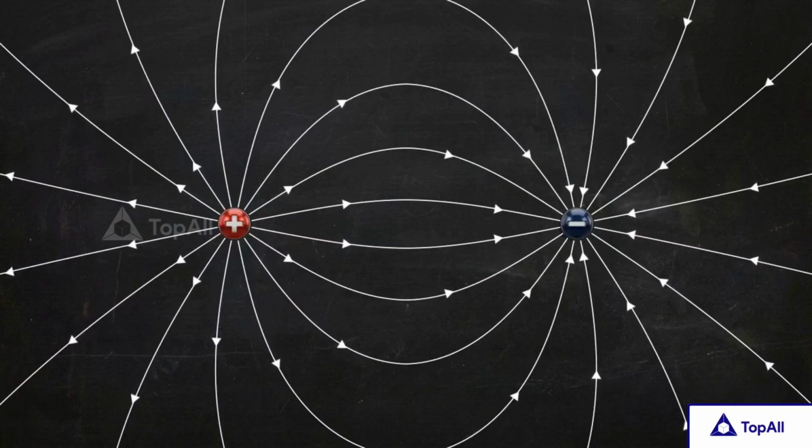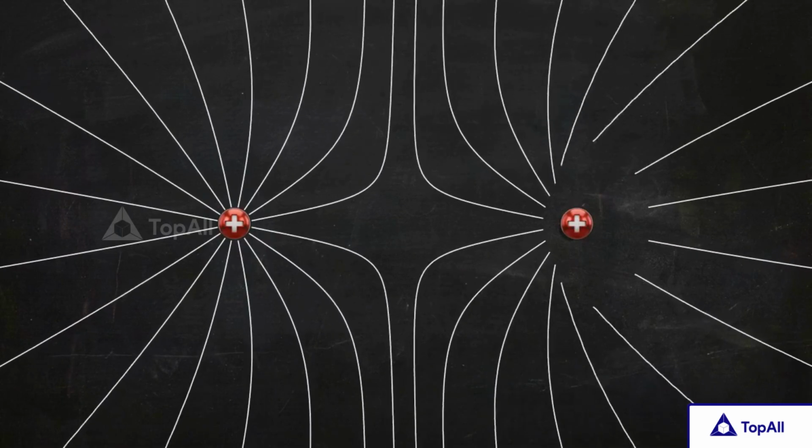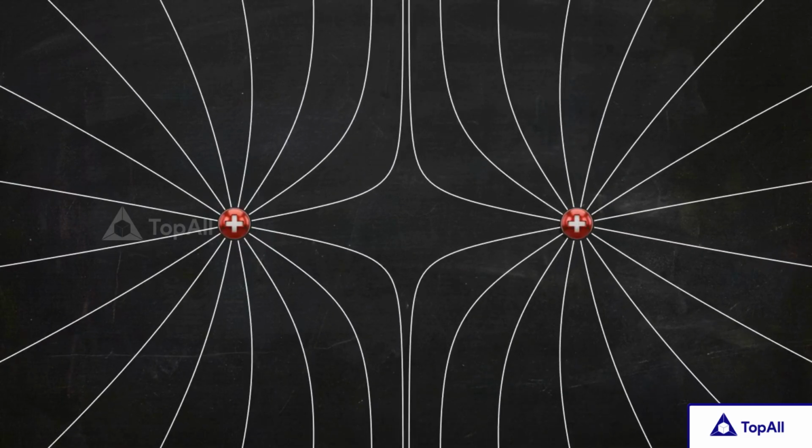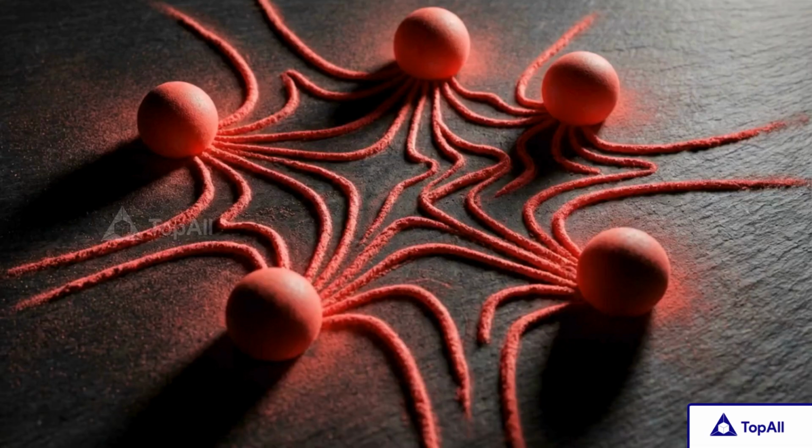If we replace the negative charge with a second positive charge, the system updates immediately. The lines snap apart and push outward. They crowd tightly together in the space between the charges, indicating a strong electric field, yet fiercely veer away to avoid connection. The macroscopic geometry of the lines visually calculates the complex superposition of multiple repulsive forces instantly.